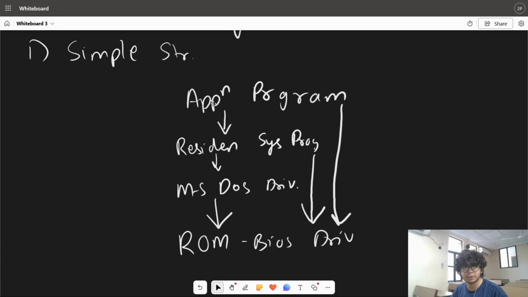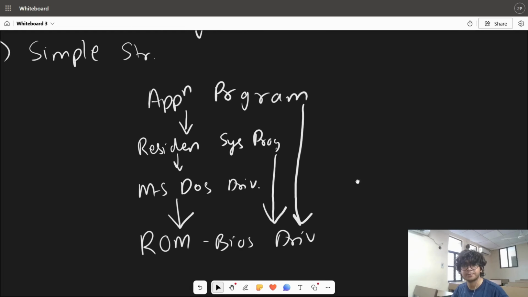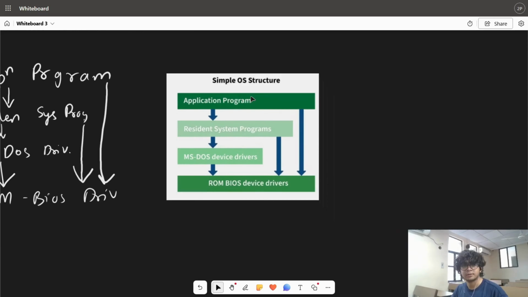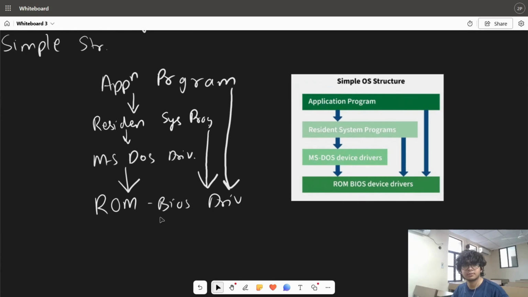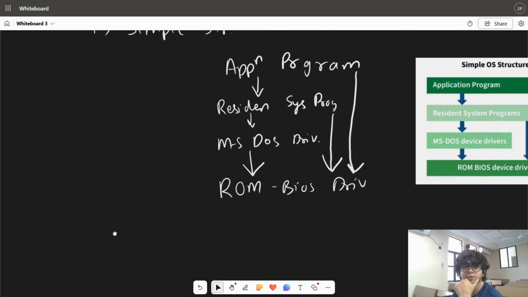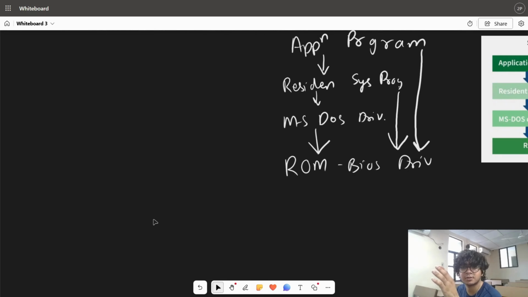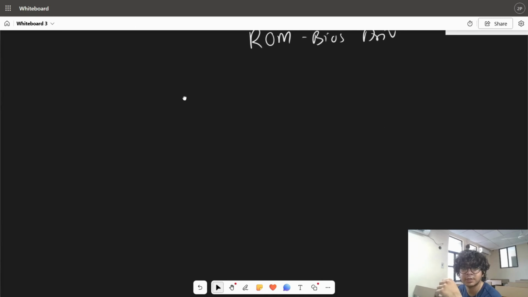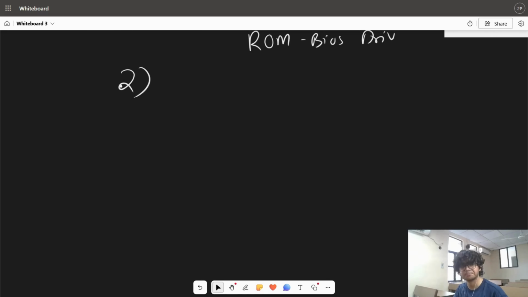I'll show you the proper image of the same so you can get the clear idea. This is how the structure looks. Application program, resident programs, MS-DOS drivers, ROM device drivers. Okay, and what I said about MS-DOS, that was just an example of the MS-DOS system. Don't consider it as MS-DOS drivers, okay? Don't mix it up. That was just information which I just remembered randomly.